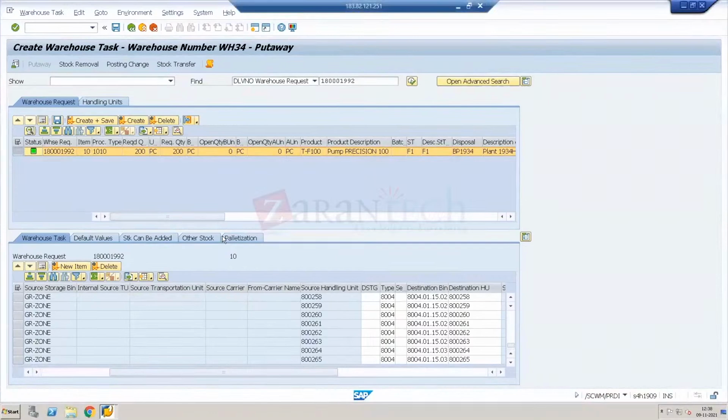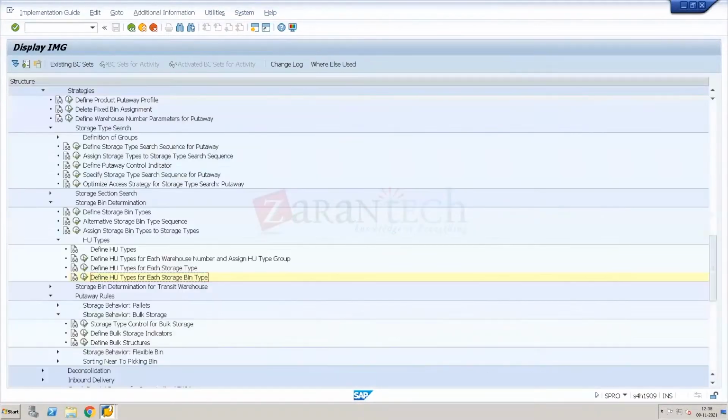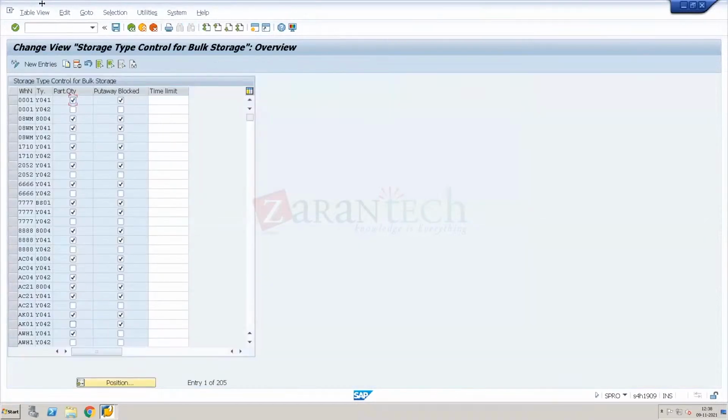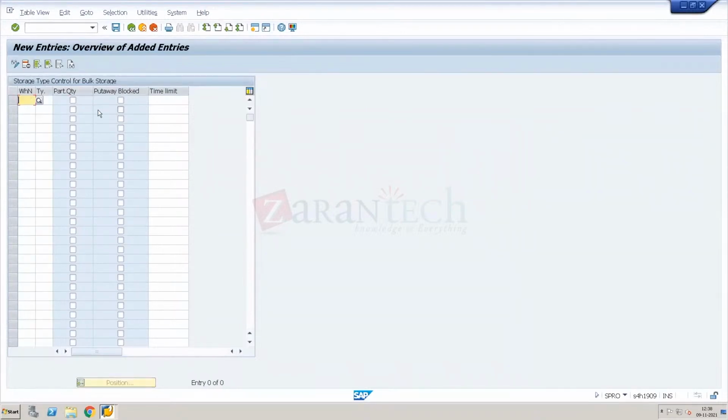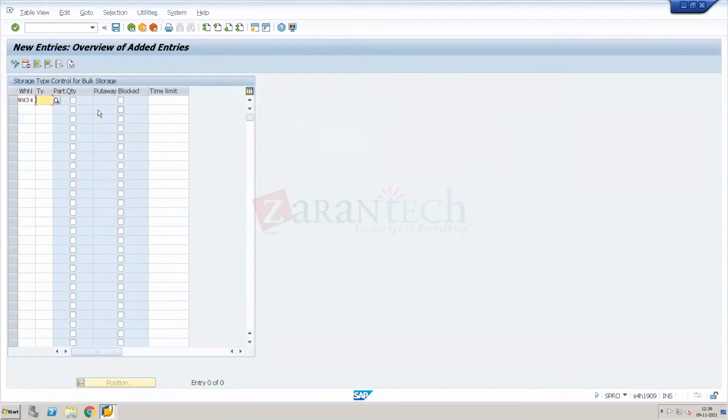Okay, so I think this configuration, SAP has made it mandatory now. Storage type control, bulk storage. Let me make an entry here. So here the error is because we do not have an entry here. What does this entry control in 8004? Do you allow partial quantities to be stored and to be picked?